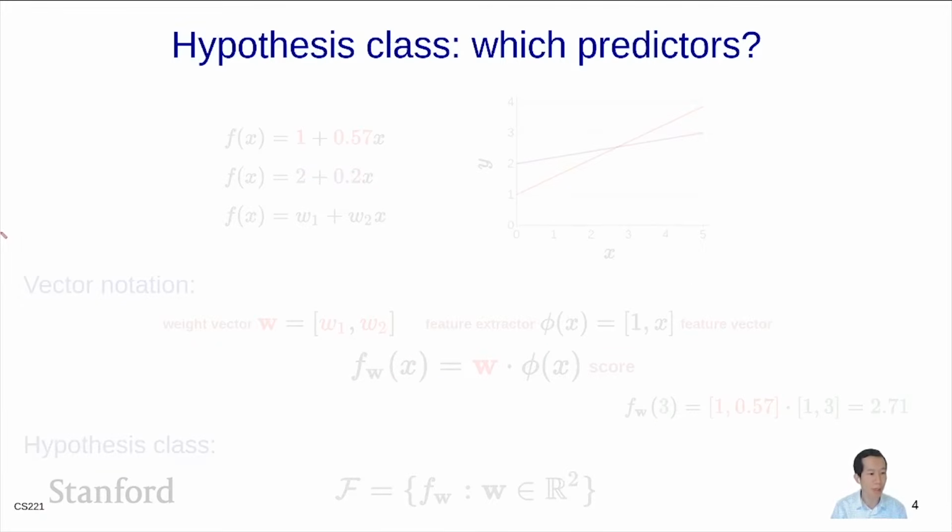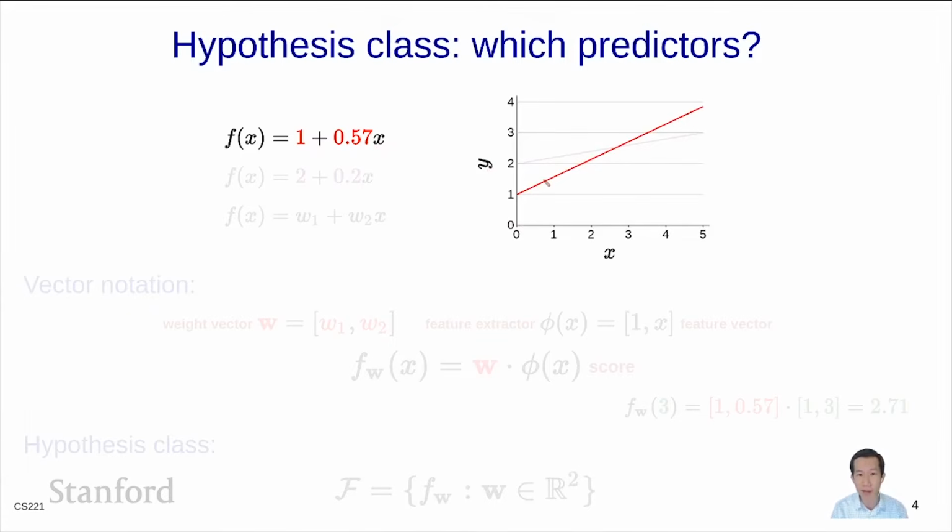So we're going to start with the first question. What is a hypothesis class? So here is that predictor that we were looking at. f(x) = 1 + 0.57x. And that corresponds to this red line. And here's another one. Here's a purple predictor, which has an intercept of 2 and a slope of 0.2. And in general, you can consider predictors of the following form: f(x) = w1 + w2x for arbitrary w1, which is the intercept, and w2, which is the slope.